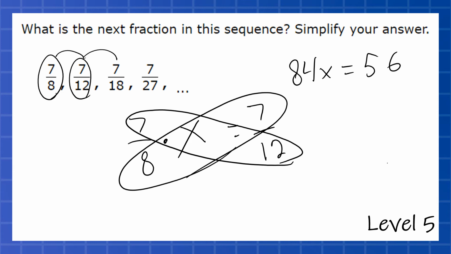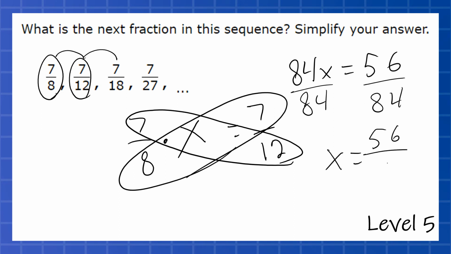Now, at this point, we start saying, well, I'm trying to find x, so I'm going to divide both sides by 84, and I get x equals 56 over 84. And that's kind of a weird thing. So the question becomes, can we simplify that? What can we take out of both of those? And the answer is actually 28. We can take a 28 out of both of those, and that equals 2/3.